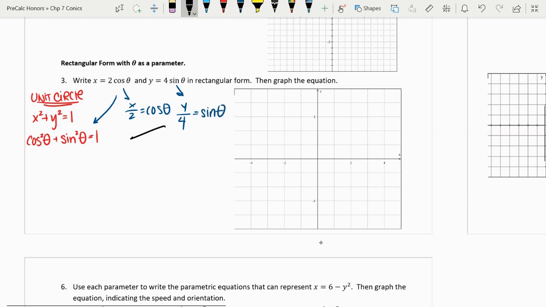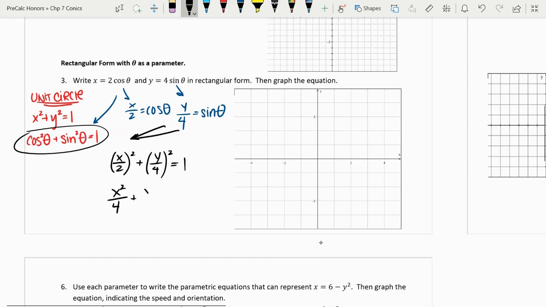Then we're going to take these and sub them into essentially our Pythagorean identity. So we'll have, maybe I won't simplify yet, x over 2 squared plus the quantity y over 4 squared equals 1. This really gives us this, which hopefully we are recognizing as the general form of an equation for an ellipse. So I can graph this. My a will be 4, my major axis. My b will be 2. My center is 0, 0.